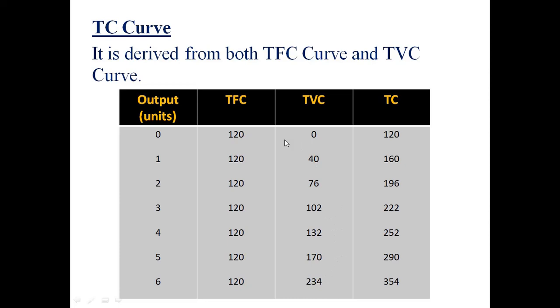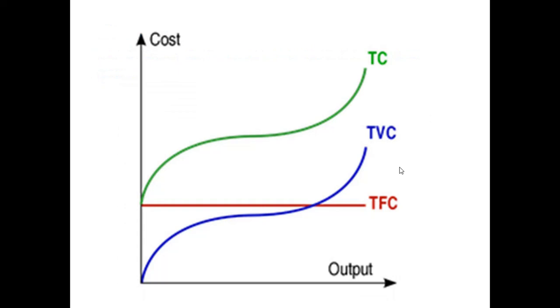So the summation of TFC and TVC is TC: 120, 160, 196, 222, 252, 290, 354. And because of the inclusion of TVC and TFC together, your TC, I mean the total cost curve, will also look like an inverted S shape. You can see it out here.